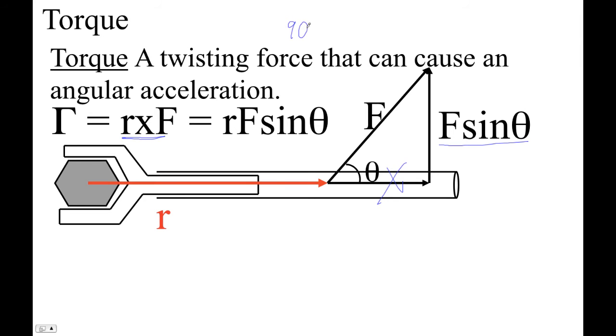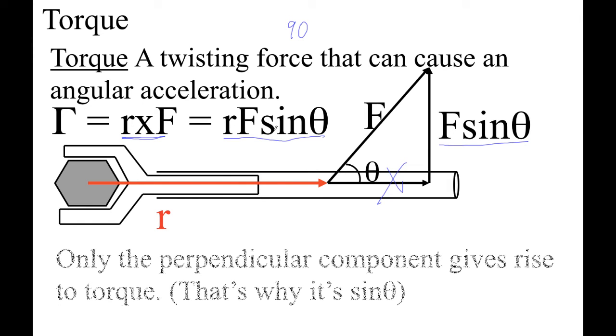90 degrees is the maximum value you can get from sine, right? So the cross product is basically the extent to which the radius is at right angles to the force. That's what it really means. And then it also has a direction to it. In this case, it would be out of the page, but we'll deal with that. But anyway, this is the real formula as far as the magnitude of the torque goes.